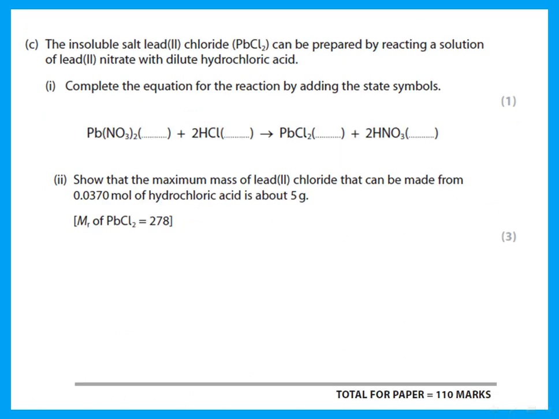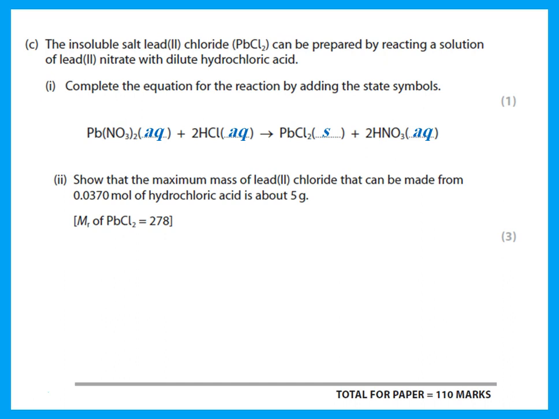Then the last question: insoluble salt lead chloride can be prepared by reacting a solution of lead nitrate with dilute hydrochloric acid. Write the state symbols. So if he says solution of lead nitrate, that's aqueous. Hydrochloric acid, that's aqueous. The insoluble salt lead chloride, that's solid. And nitric acid is aqueous. Remember that all acids are aqueous.